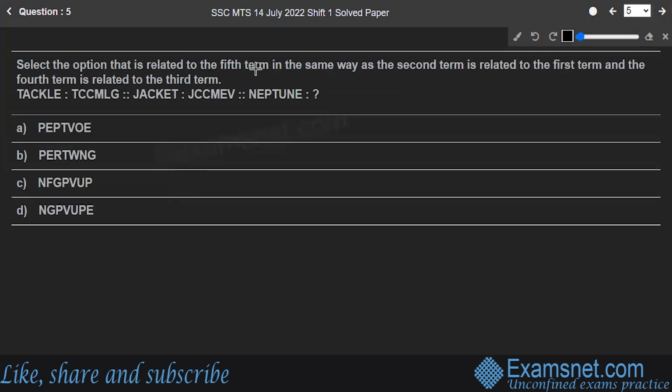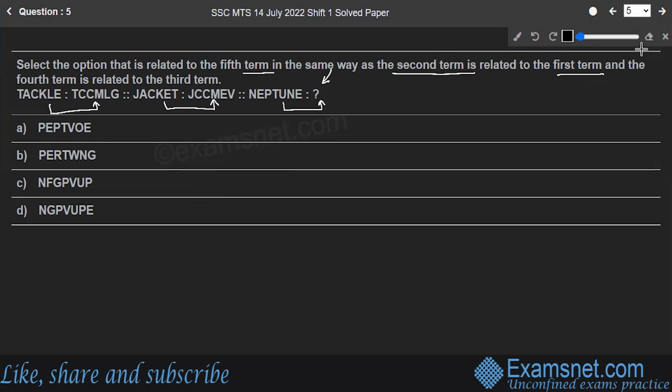Select the option that is related to the fifth term in the same way the second term is related to the first term and the fourth is related to the third term. That means these two terms have a certain type of relationship. The same relationship exists between these two terms and between these two terms. But here we have a question mark, so we have to find out what will come at the question mark place.